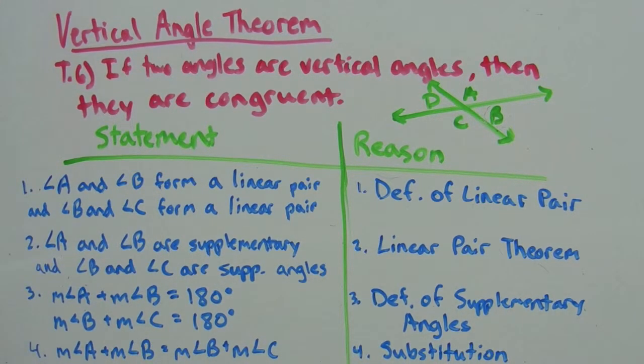Our next step would be to say that the measure of angle A plus the measure of angle B equals the measure of angle B plus the measure of angle C. And that's by substitution. Since the measure of angle A plus the measure of angle B equals 180, and so does the measure of angle B plus the measure of angle C, I can substitute this expression, the measure of angle B plus the measure of angle C, in for the 180 degrees in the top equation.